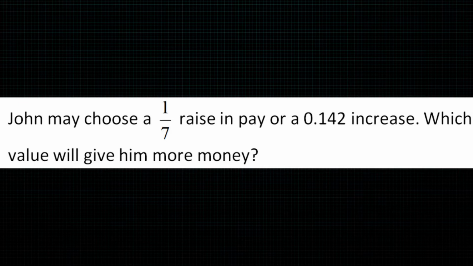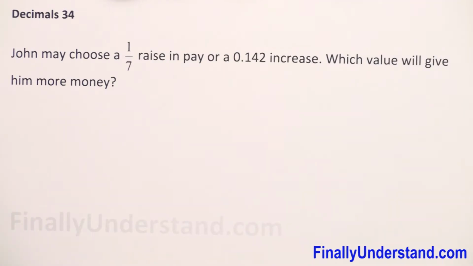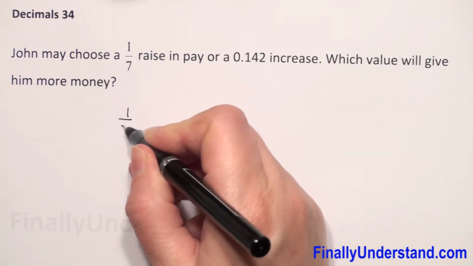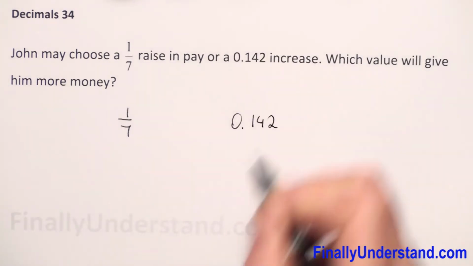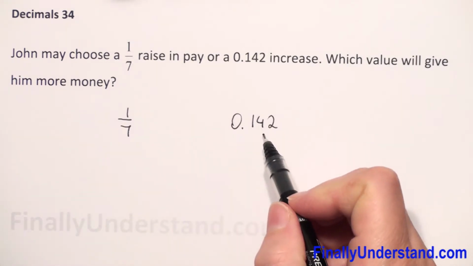John may choose a 1 over 7 raise in pay or 0.142 increase. Which value will give him more money? So we have 1 over 7 and we have 0.142. Which number is greater? We have to calculate. We have a fraction and we have a decimal number.